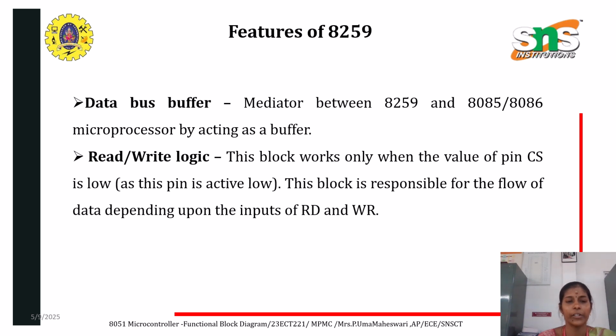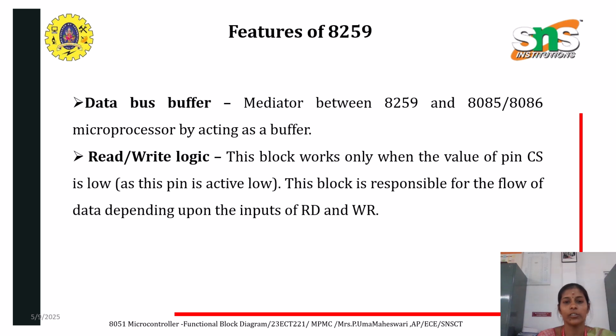Here the features of 8259 is the data bus buffer. It is a mediator between 8259 and 8085 microprocessor by acting as a buffer. What is the buffer first of all? Buffer is nothing but a temporary storage one.